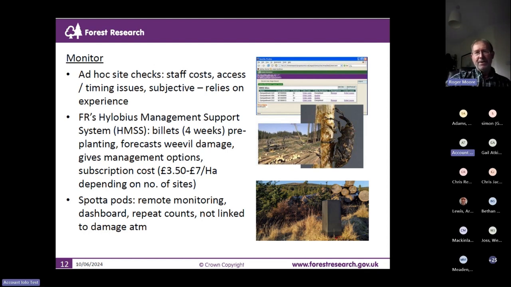The other method that's coming quite recently is using spotter pods, which are essentially remote monitoring as well, automated. They measure the populations every so often. Well, it's more activity than populations, really, but it's not linked to damage. So you'll only be able to see what the population is at a point in time, which isn't always a useful tool for management, because you want to be planning your management, and that's what the Hylobius Management Support System will do for you. Next slide, please.